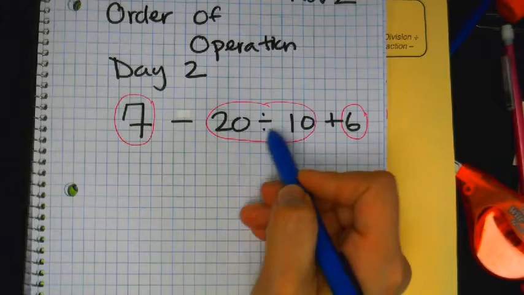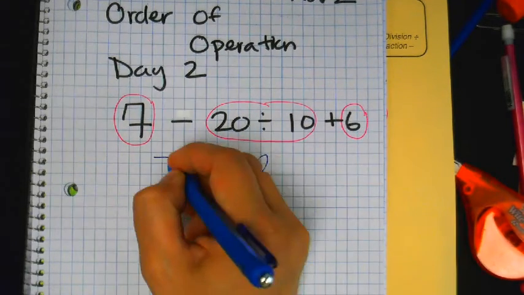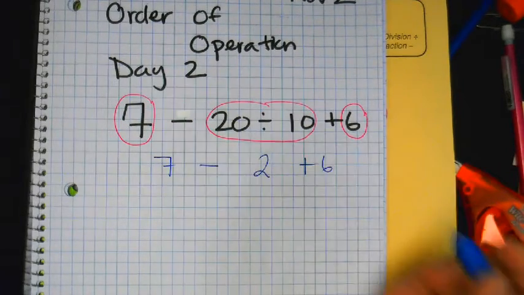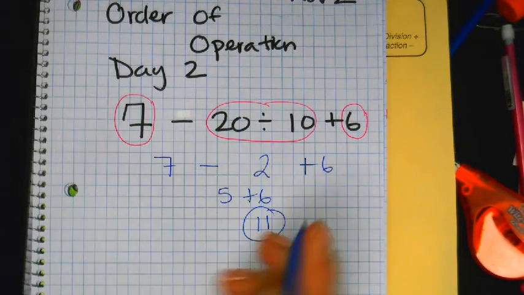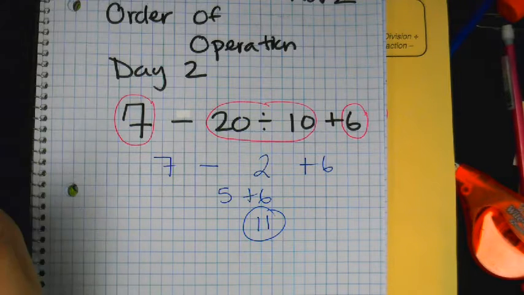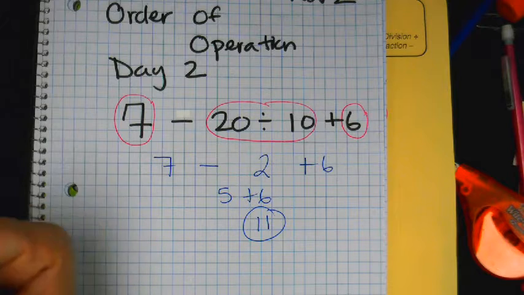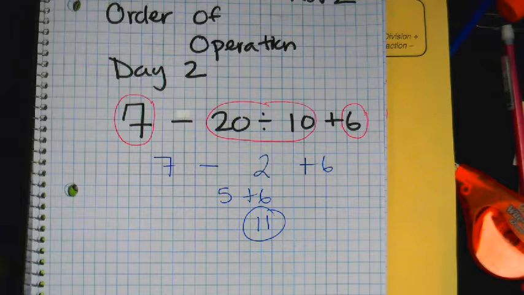You do what's in this circle? 2. You get 2. Bring down 7 minus 2 plus 6. So 5 plus 6 gives you 11. Now, you know how sometimes we use a calculator in different types of math? Calculators are useful, but unfortunately, calculators do not know how to do order of operations.